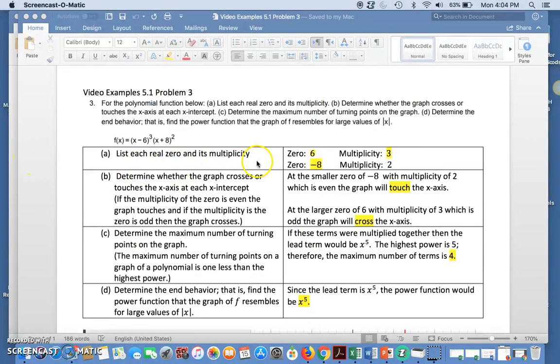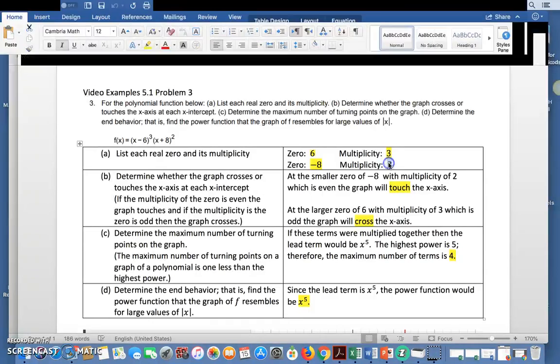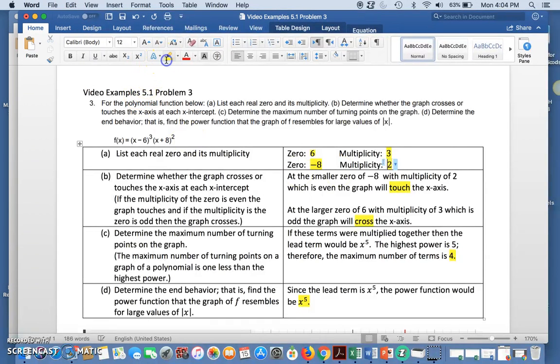So to list each zero and its multiplicity, you would take this factor, x minus 6, and solve it. Set it equal to 0, you get 6. Its multiplicity is that exponent, 3. This one, when it is solved, would be negative 8, and its multiplicity, its exponent, was 2. So you've got all of that: 6, exponent 3, multiplicity 3. Negative 8, change the sign.